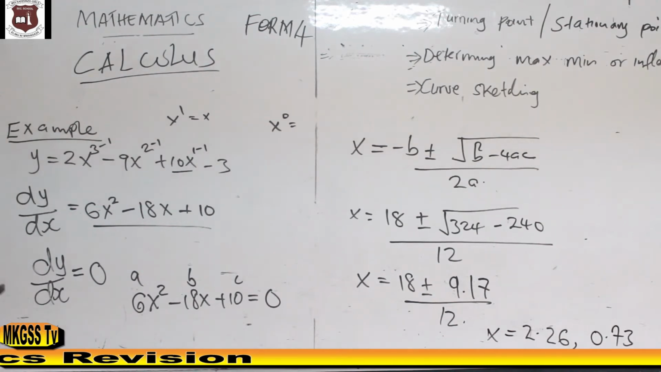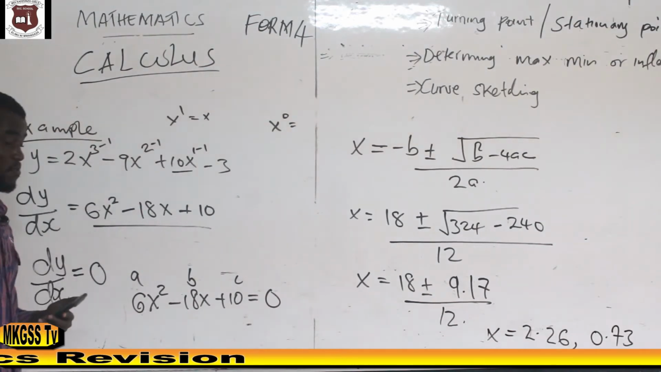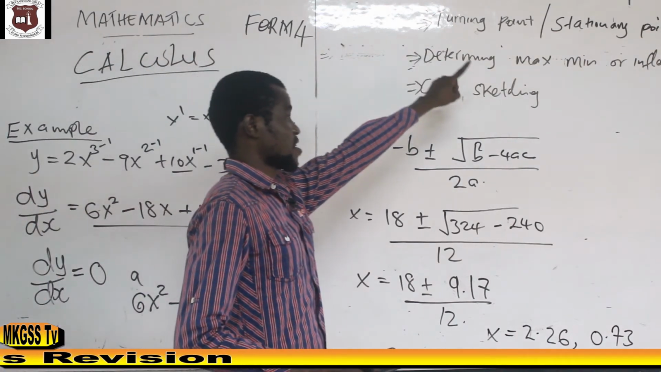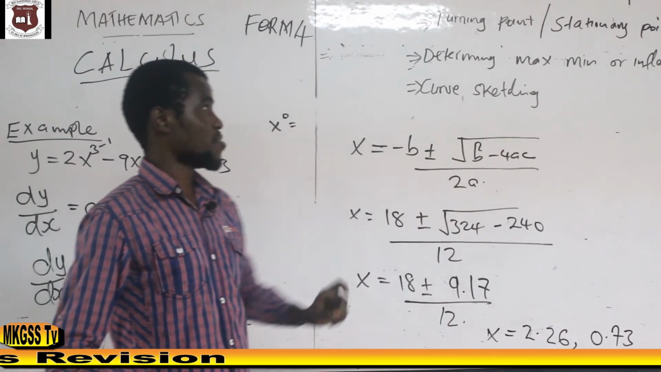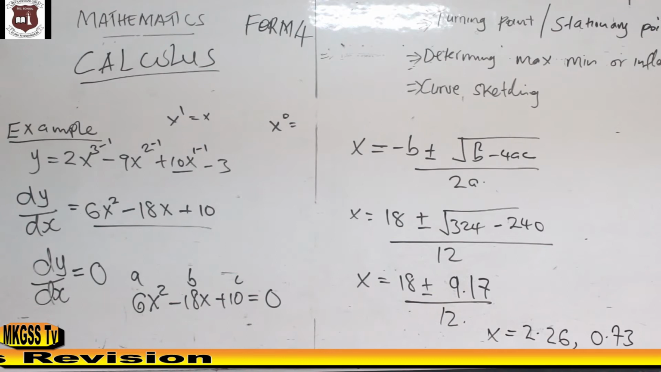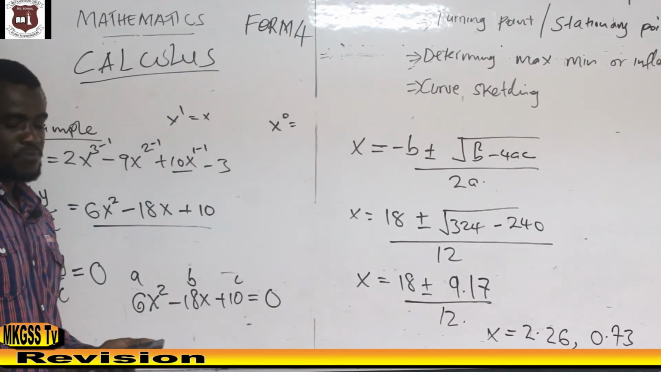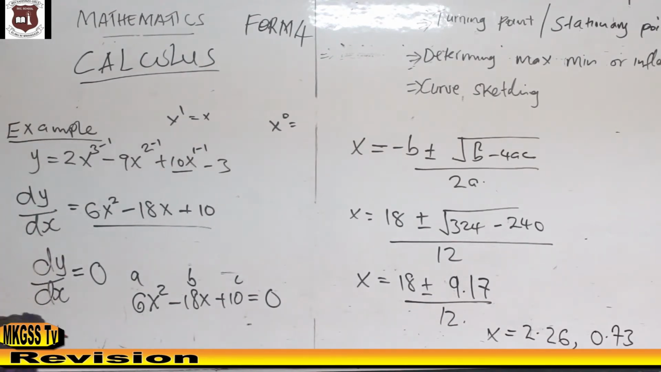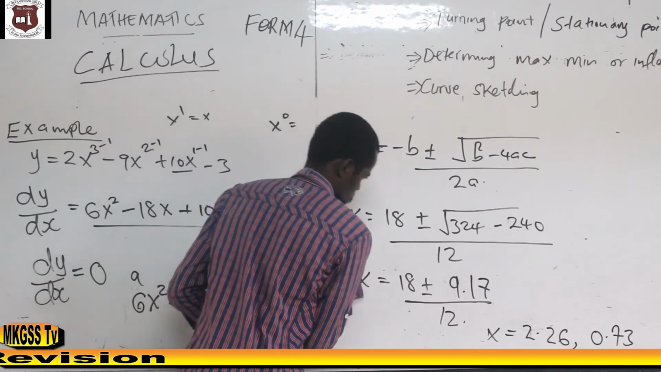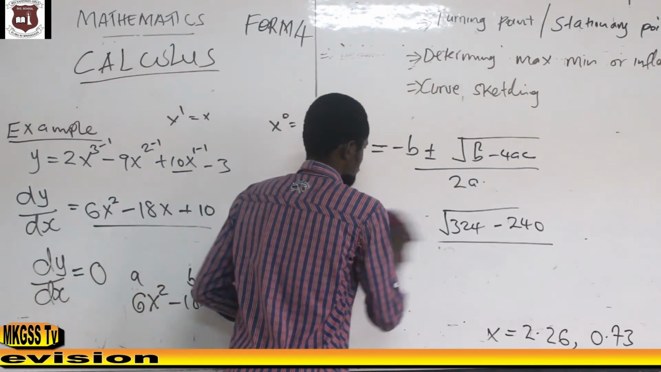The two values of x should give us their corresponding values of y. Remember, we are getting the turning point, and a point comprises an x coordinate and a y coordinate. So far we have gotten the x coordinates, so we need to get their corresponding values of the y coordinate. So here we go.